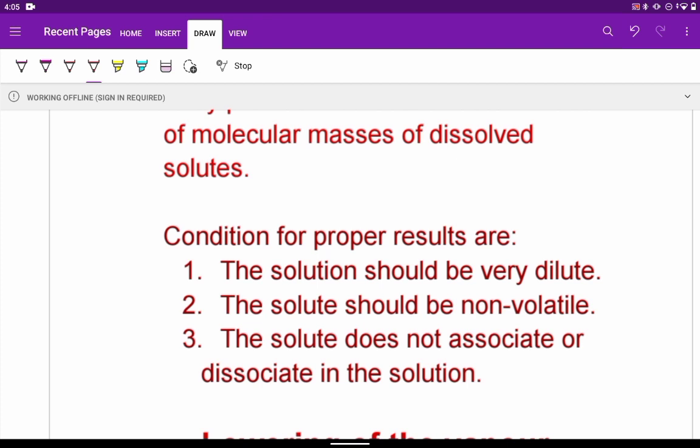Now in order to get proper results, there are certain conditions which are to be fulfilled. First of all, the solution has to be very dilute. The solute should be non-volatile, and the solute should not associate or dissociate in the solution, because if it does so, the number of particles will not be the same. They will either increase or decrease. So these three conditions are essential.